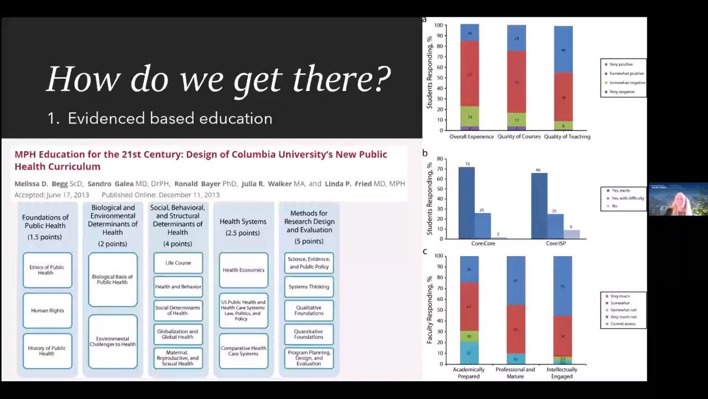So, the first thing that I think we can do is to look at the evidence base. So many programs have done this. For example, Columbia instituted curricular reform, as I've already hinted, to their MPH program in the fall of 2012, using the model here with the blue columns and the white boxes. And you can see the structure of how they rethought their curriculum. And you'll notice it really does echo a lot of the things that we've discussed.